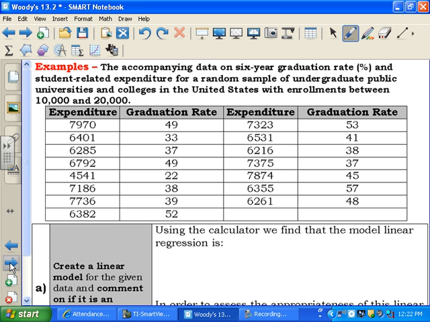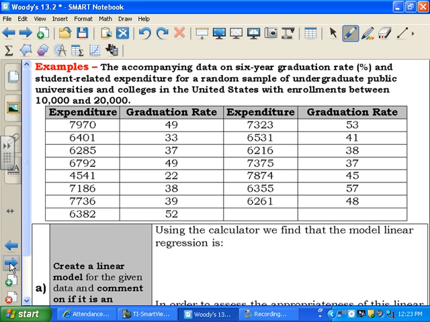Accompanying data on 6-year graduation rate by percent and the student-related expenditure for a random sample of undergraduate public universities and colleges in the United States with their enrollments between 10 and 20,000. So these are a random sample of colleges, pretty large, with between 10 and 20,000 students. This is how much money they spend. This is old data; it's a lot more than that now. How much they spend per year. Student-related expenses: that's talking about going to college, paying for your books, eating, and somewhere to sleep.